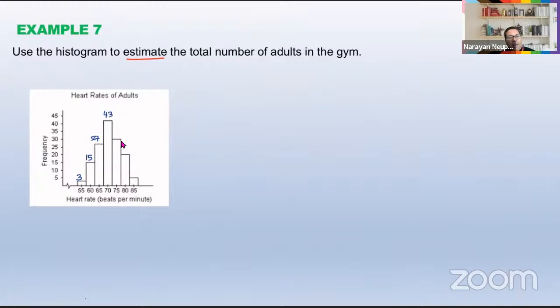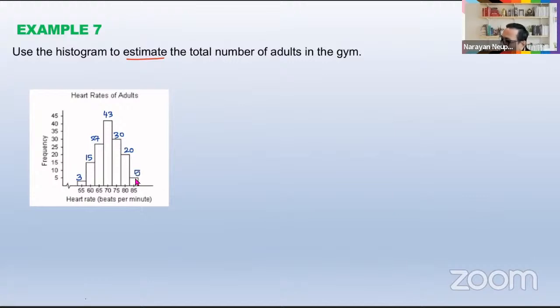This one is exact, right? How much is that? 30. Very good. Looks like this one is also exact. How much? 20. And then this one also looks exact. What is that? 5.